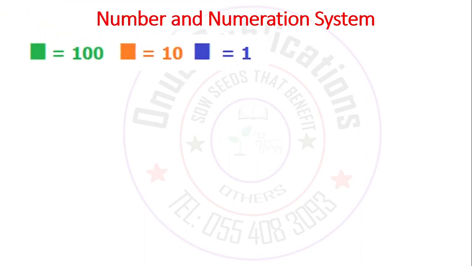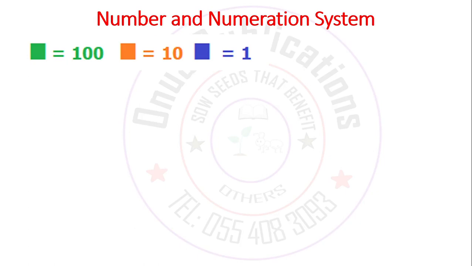Alright. To simplify things, we are now going to use colors to represent the groups of numbers that we've been talking about. When you see green, let that one represent 100. When you see one green, it represents 100. The orange one represents 10, and the blue one represents 1.